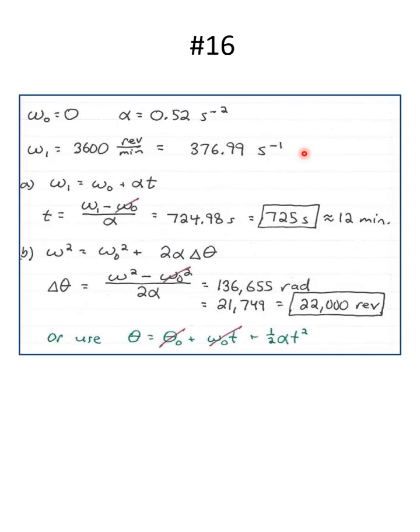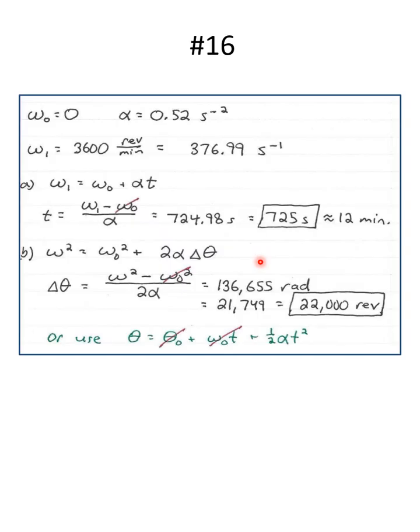And now, given this information and that it's asking for time, we're going to go to this kinematic equation, omega 1 equals omega naught plus alpha t. We're going to solve for t, so it's omega 1 over alpha. And we can plug in those values. Radians per second, omega 1 divided by alpha, is radians per second squared. So we'll get an answer of 725 seconds. More precisely, 724.98. We might have to use that later, but I'll round it to 725 seconds, which is about 12 minutes.